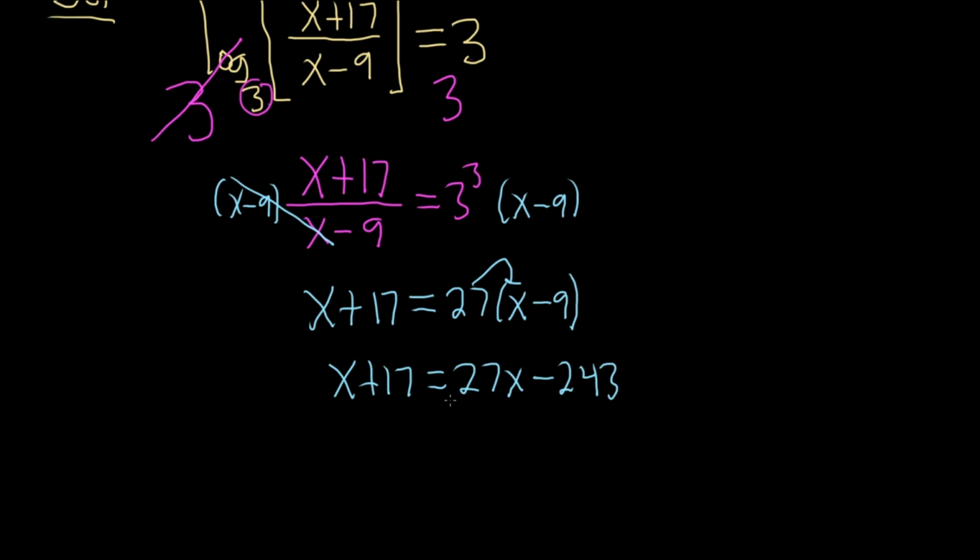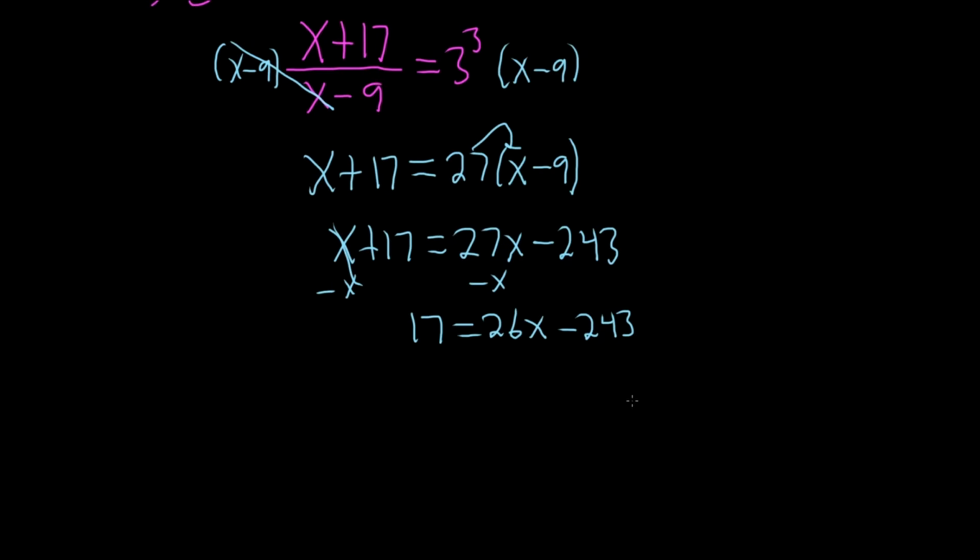So all we have to do is find x. I'm trying to think what's the best way to do it. I don't want to subtract the 27 because it's going to make it negative. So I'll subtract the x. So 17 equals 26x minus 243. Then now let's add that 243. It's funny how I don't like negative numbers. It's common, I think, for people to say, I don't want the negative there, so instead of subtracting the 27, we subtracted the x. It's kind of weird how that works.